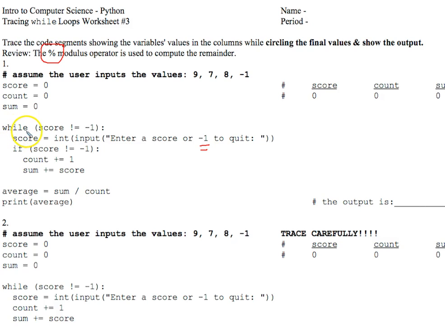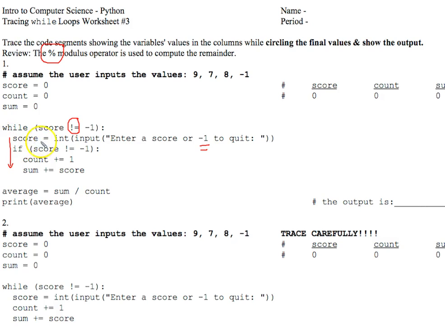We hit this while loop. At the top of the while loop, we have a control expression, score not equal to -1. We're assuming that the user inputs these numbers, 9, 7, 8, -1, but they haven't done any input yet. Right now, score is currently 0. So we ask, is 0 not equal to -1? True. That's the not equal to symbol, of course. So we do go through the loop at least once.